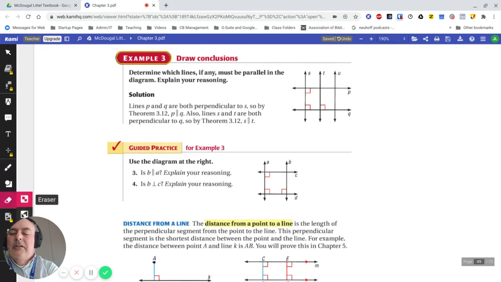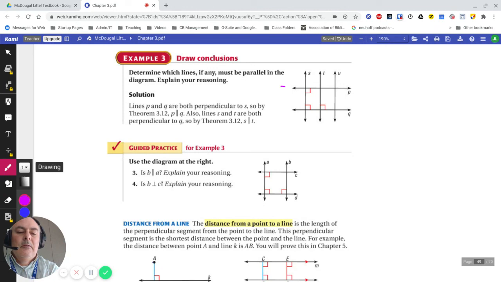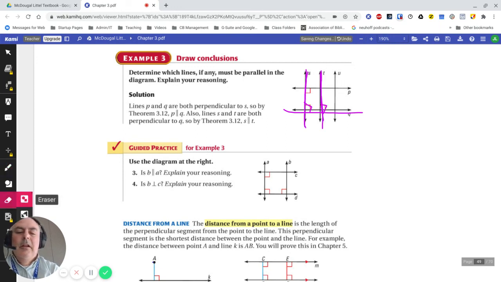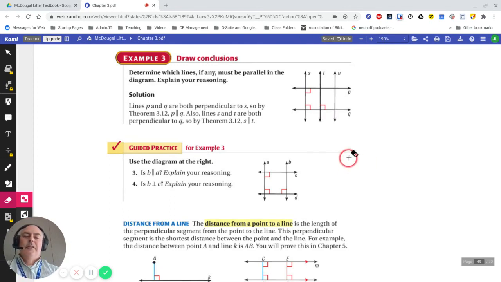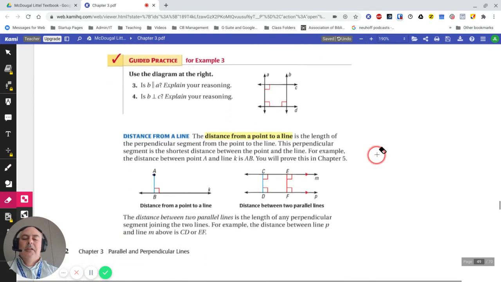So if we take a quick look at this example, I've got two lines here and a transversal perpendicular to both. I know those two lines are going to be parallel. If I look at these two lines and this transversal perpendicular to both, I know those two are going to be parallel. I can simply apply my understanding of the perpendicular lines and the transversal to prove that lines are parallel.